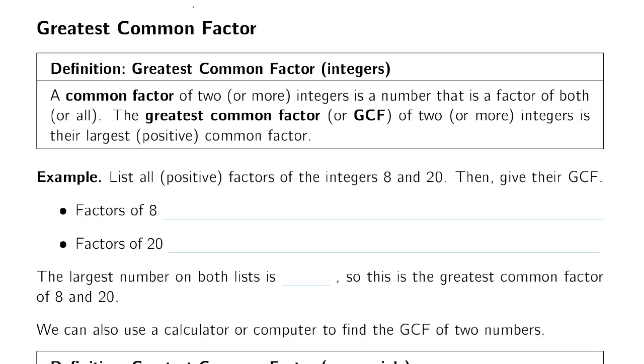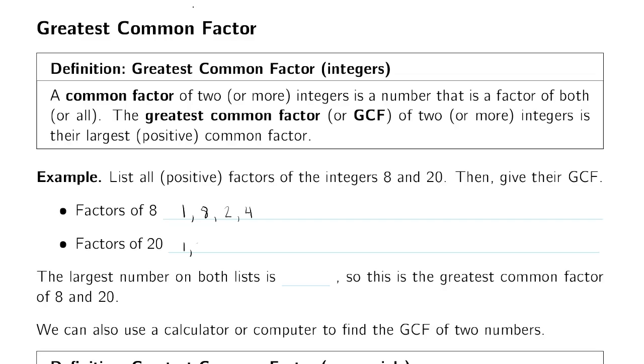So here we're going to list all the positive factors of the integers 8 and 20. Right, so 8 is 1 times 8, so 1 and 8 are factors. It's 2 times 4, so 2 and 4 are factors. And that's really the only things we can multiply to get 8. So 1, 2, 4, and 8 are all of the factors of 8.